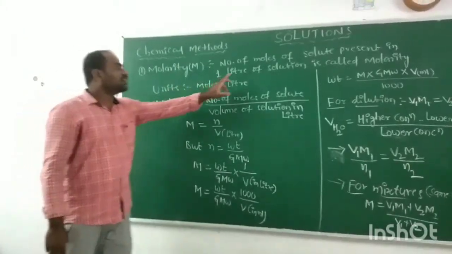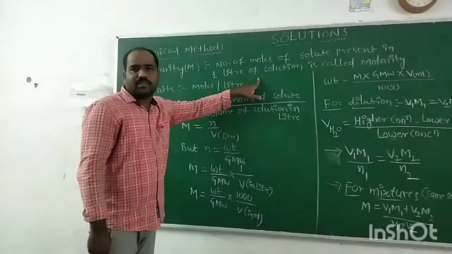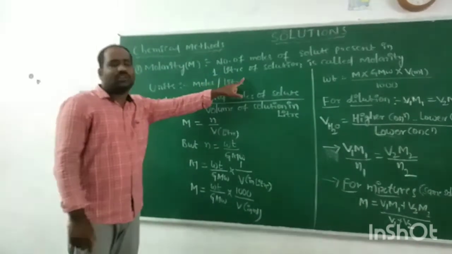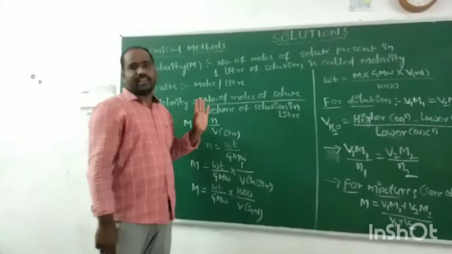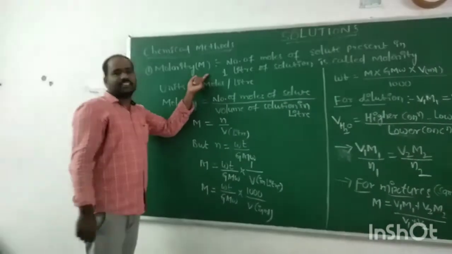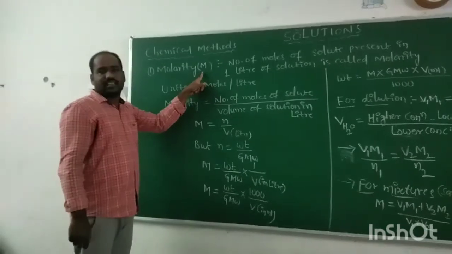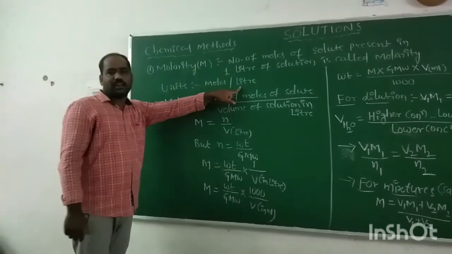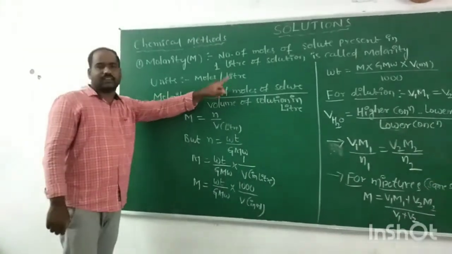Molarity is nothing but the number of moles of the solute dissolved in 1 liter of the solution. Molarity is defined as the number of moles of the solute present in 1 liter of the solution. Molarity is indicated with the capital letter M. The unit of molarity is moles per liter.